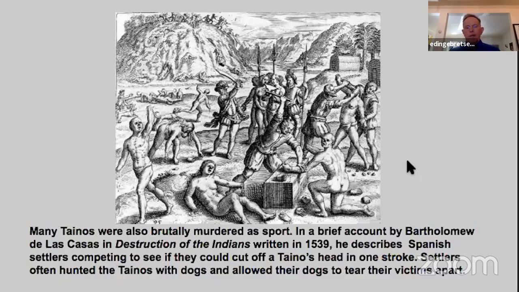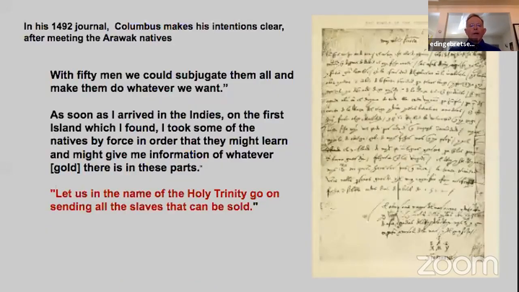I'm sorry, this is so graphic. Settlers often hunted the Tainos with dogs and allowed their dogs to tear the victims apart. I'll save any opinion. 1492, Columbus, again, this is his journal. With 50 men, we could subjugate them and make them do whatever we want.